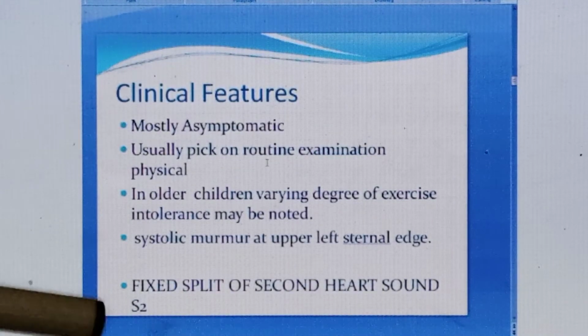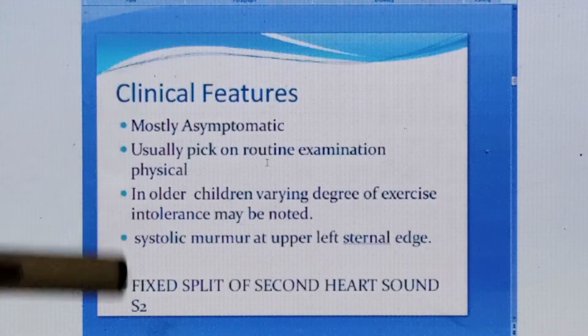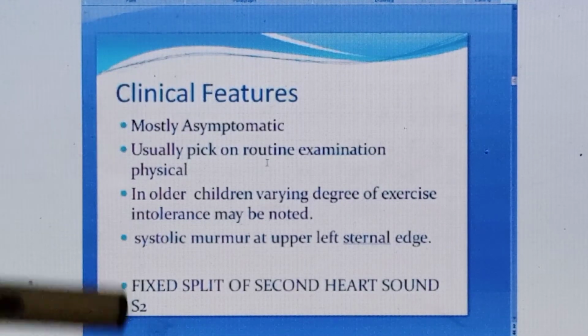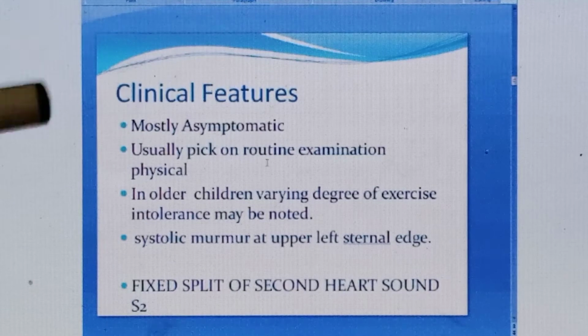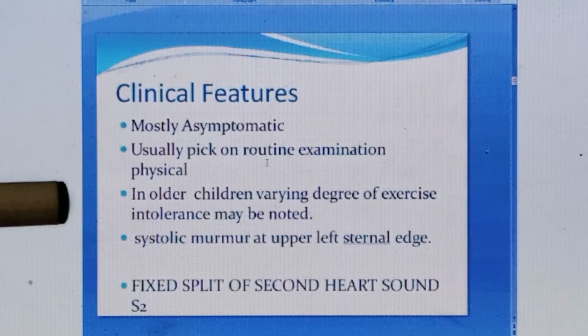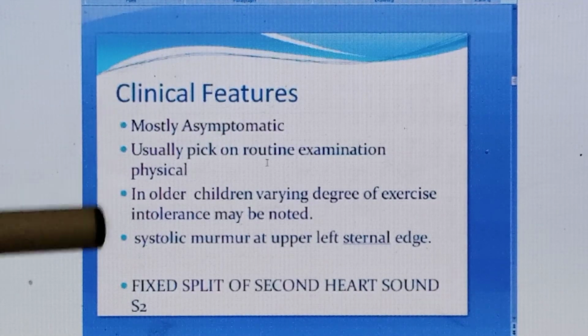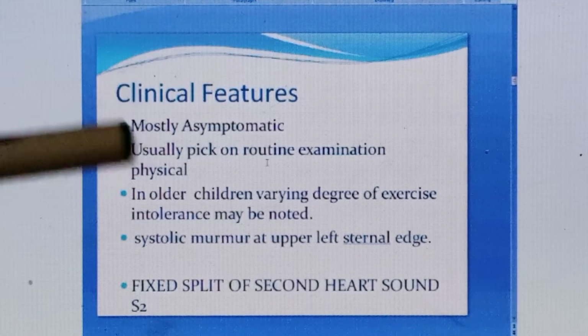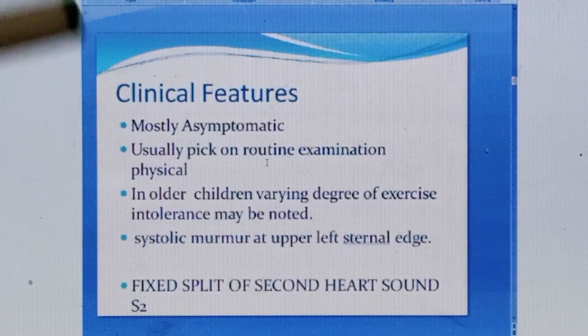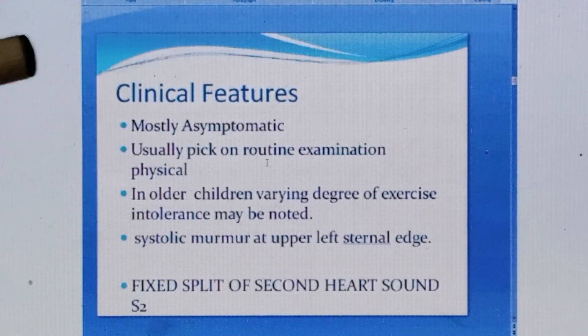As we have discussed previously, these are all features of the ostium secundum defect, which is the common one. But in ostium primum patients, sometimes there are recurrent chest infections, like pneumonia, and fatigability and exercise intolerance. These features are because of the mitral regurgitation associated with the ostium primum defect.